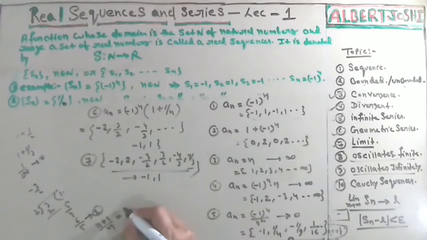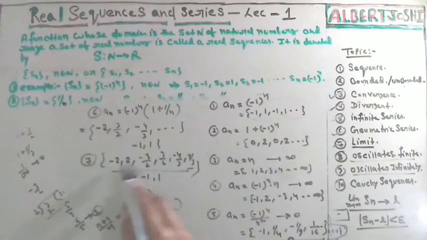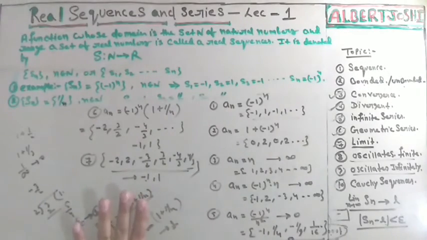Okay, so you can take n common, then 1 plus 1 upon n, n cancels, limit n tends to infinity, 1 plus 1 upon n. 1 upon infinity is 0, so it is converging to 1. So this value is converging to 1. Similarly, for negative, it will converge to minus 1. So I have shown you many examples. Okay, what is a sequence? I think that is clear.